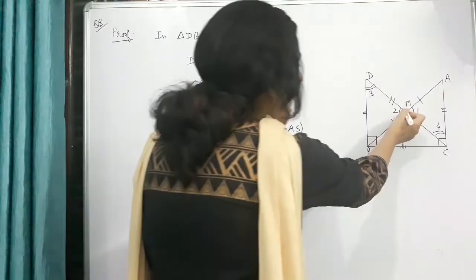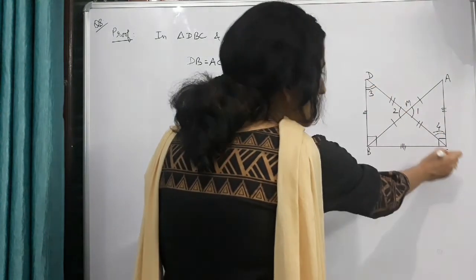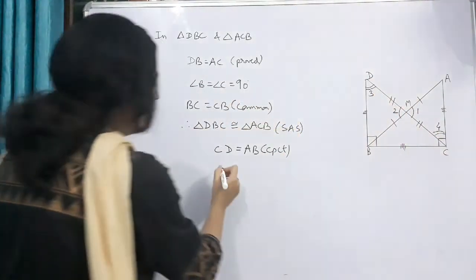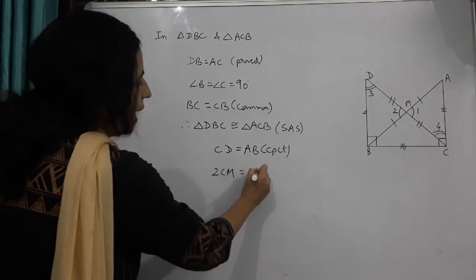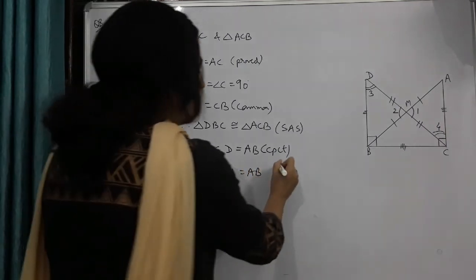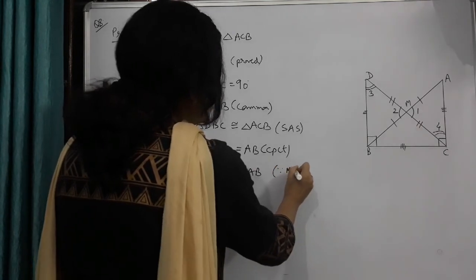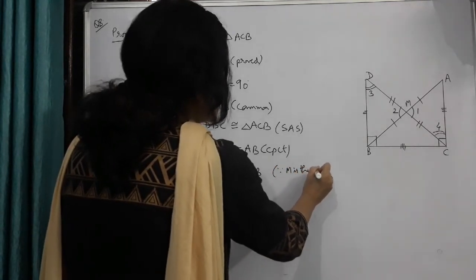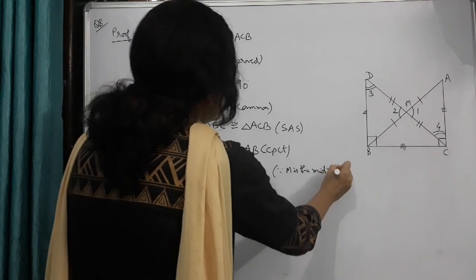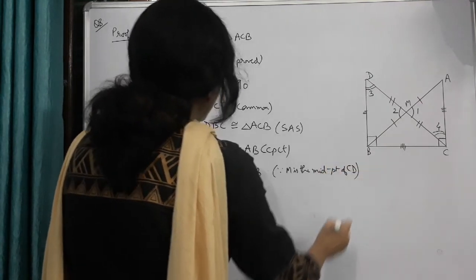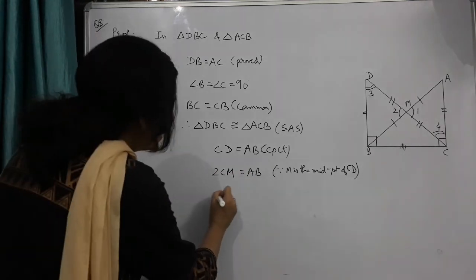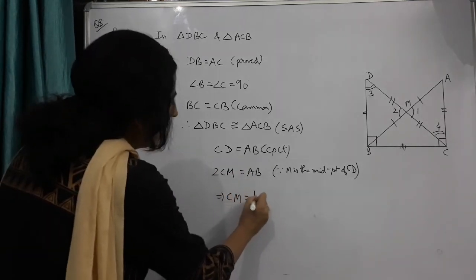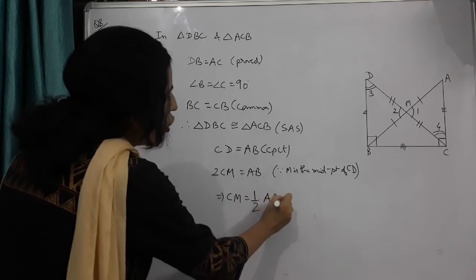Now since M is the midpoint of CD, CD can be written as twice of CM, which is equal to AB. Since M is the midpoint of CD, we have written CD as twice of CM. So from here we obtain that CM is equal to half of AB.